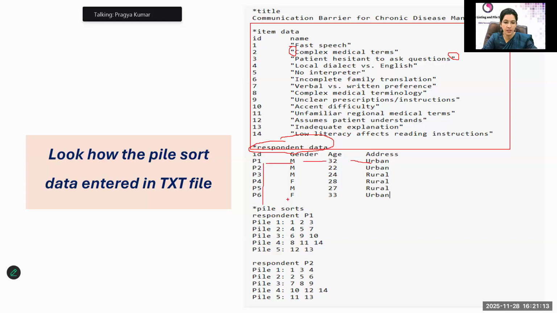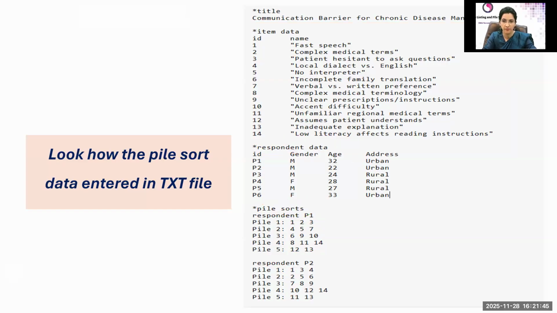Then again, since you are starting pile sort, you write star pile sorts, because remember in free list also, we have written star free lists. And then again, you do it for respondent 1, P1, respondent P2, and do it like this, pile 1, and this is like colon. And then write 1, 2, 3. Don't put comma. Only keep entering the number. It will take these spaces automatically. So we have shared the file.